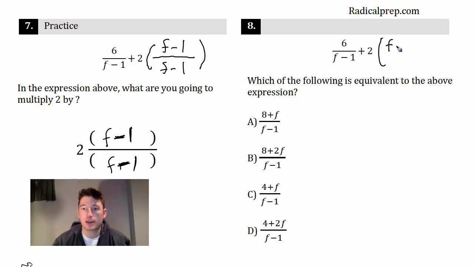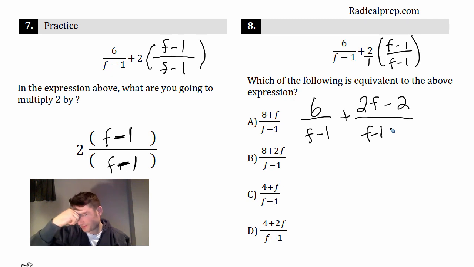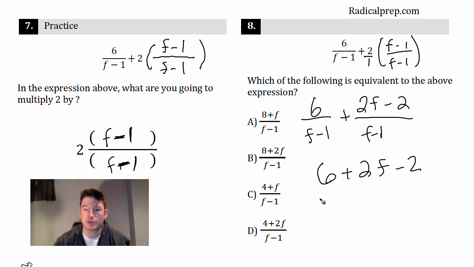So let's figure out what that actually is going to equal now. If you do that, f minus 1 all over f minus 1, let's multiply that out. So there's the left side, right? So that's going to be, this is really 2 over 1. So multiply the tops, multiply the bottoms. So that's going to be 2f minus 2, I'm just distributing that, all over f minus 1. We got the same denominator, right? So numerators, 6 plus 2f minus 2 all over f minus 1.